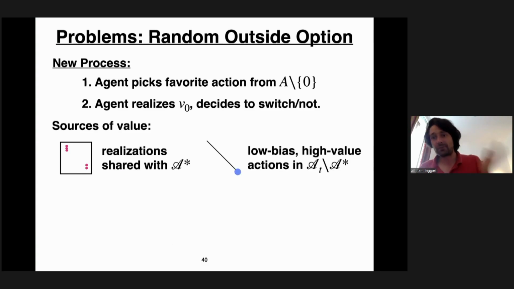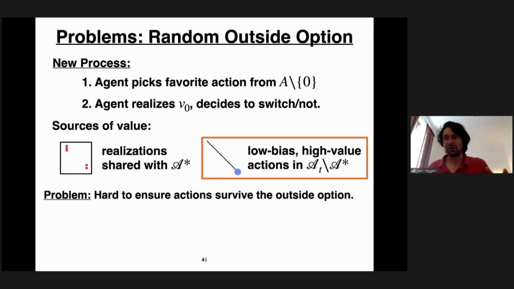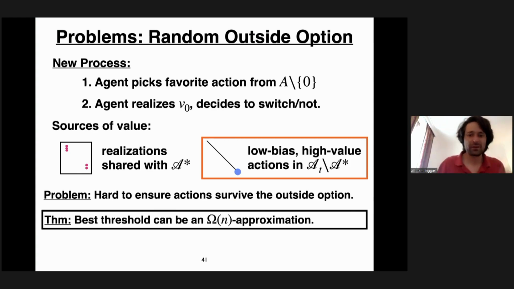The real problem, though, comes from the other case. So we're trying to get utility from low bias, high value actions that are not the same as the actions we were taking in opt. And the problem here is that we can no longer really predict these new actions from our threshold set, whether they'll survive the outside option or not. It's just hard to predict. And in fact, it's so hard to predict that you can actually set things up where now with this randomized outside option, the best threshold is at most a trivial N approximation. So that's a bummer.